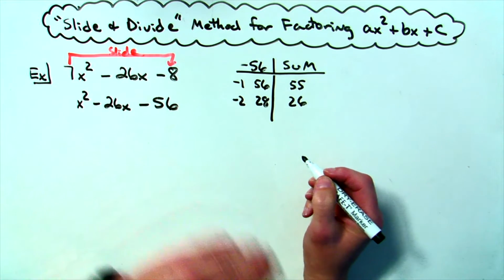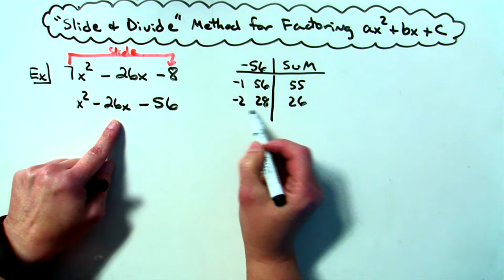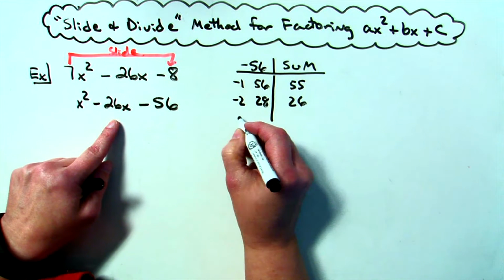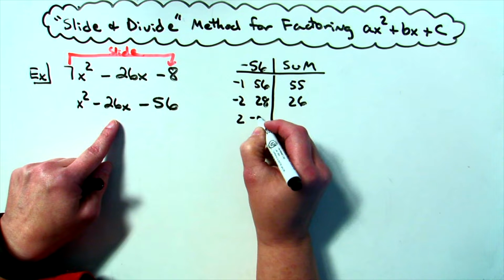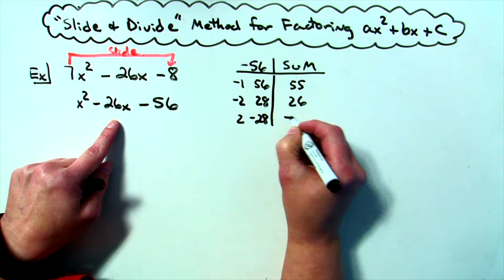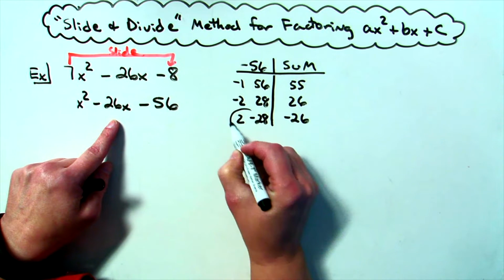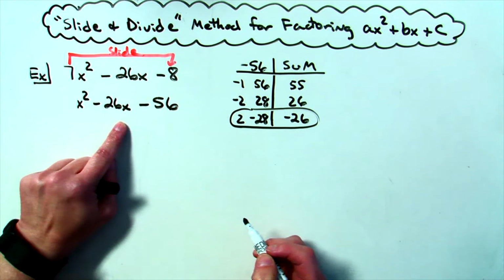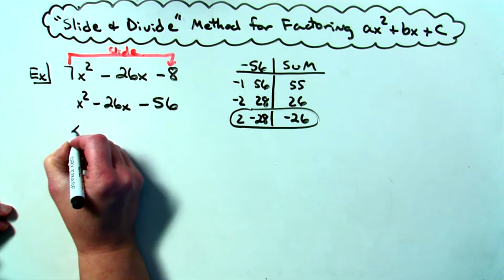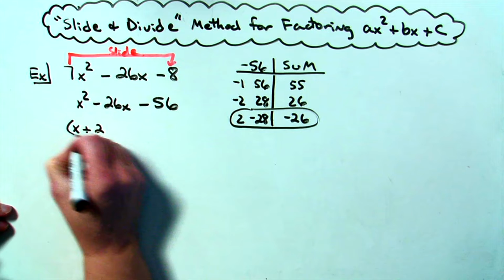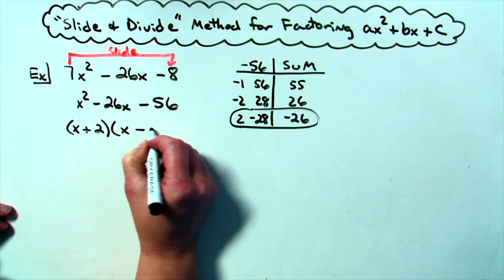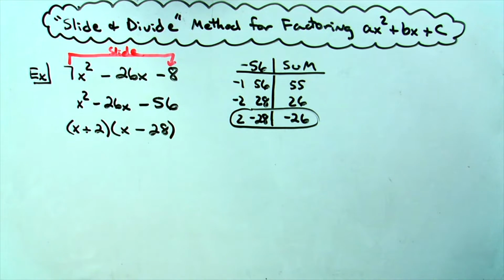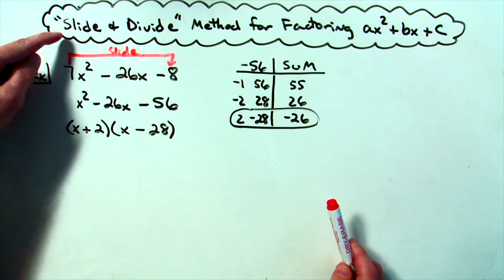Oh, but now that's really close, so it looks like all I've got to do is change my signs there, make it a positive 2 and a negative 28. That will give me my negative 26 in the middle. So factoring this, now I have an x plus 2 and an x minus 28. Now we have done the slide part of slide and divide.